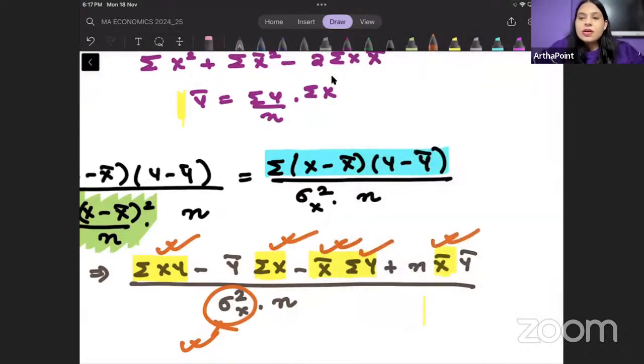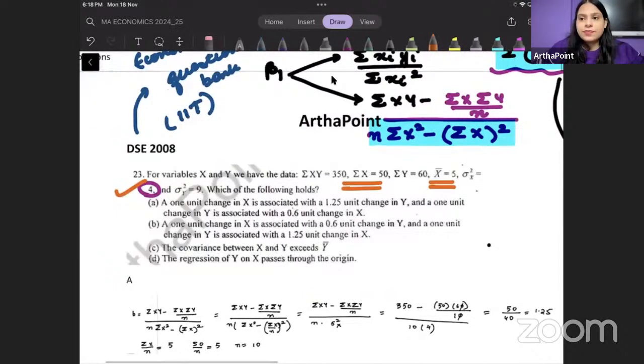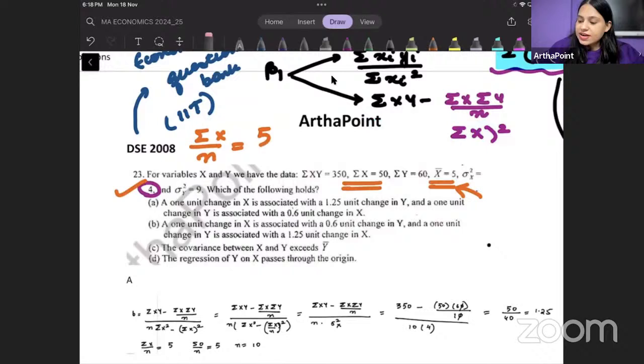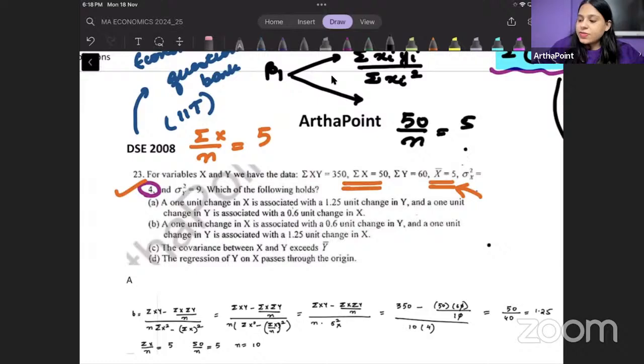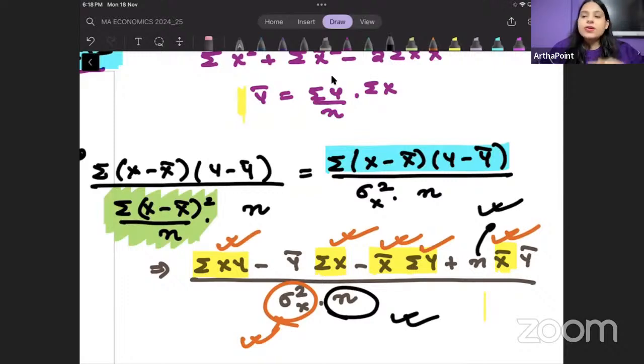Now I need to find the number of observations. Very simple. I know summation x is 50 and I know x bar is 5. So what will be the number of observations? Summation x by n is 5, and summation x is given to me as 50. So I can say that 50 by n is 5. So n will be 10. Now I know what n is, so I can plug the value of n here.